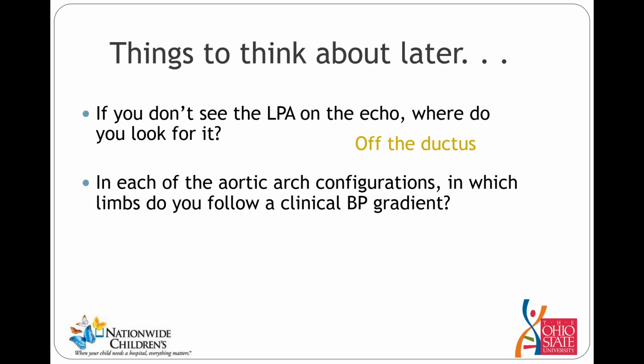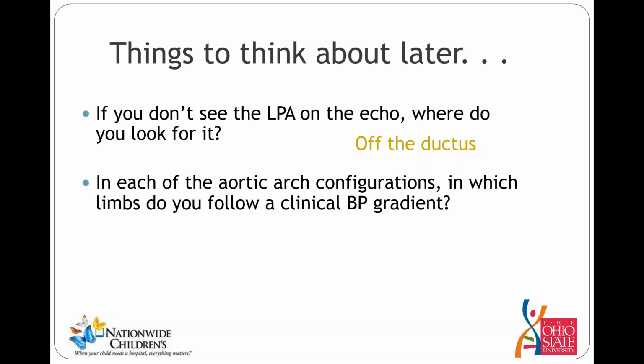In which limbs do you follow a clinical blood pressure gradient? Sometimes it's as easy as, oh, well, you just do right arm and left arm. And then you're not dealing with that miserable thigh cuff and your pen Doppler, trying to find Dopplers in the lower extremity to get a lower extremity blood pressure. You could just go arm to arm. That's a beautiful day when you realize that really the gradient is arm to arm and you don't have to deal with the lower extremity blood pressure so much.